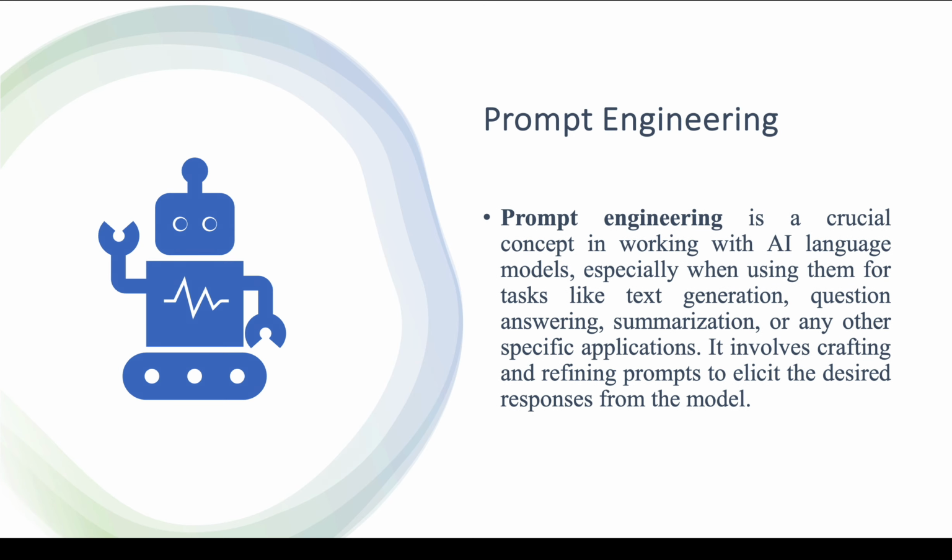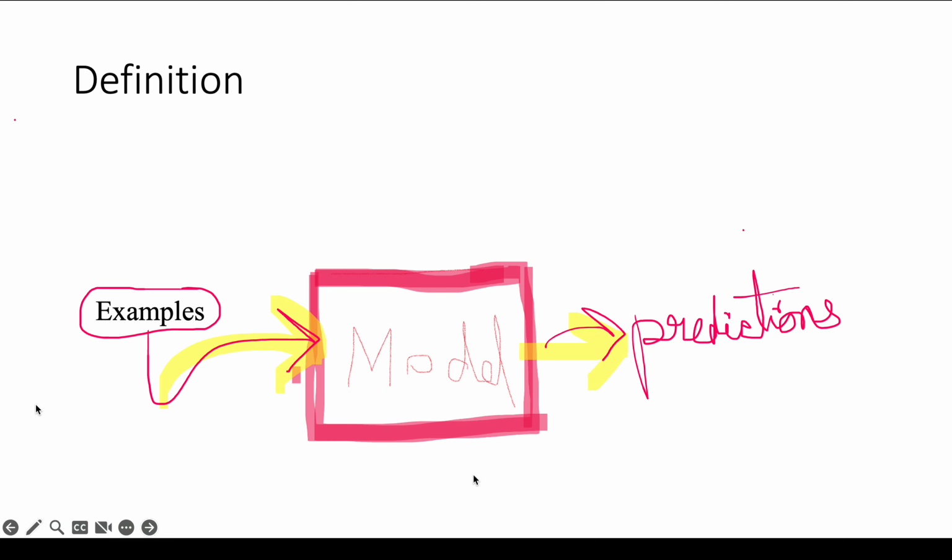Prompt engineering is a crucial concept in working with AI language models, especially when using them for tasks like text generation, question answering, summarization, or any other specific applications. It involves crafting and refining prompts to elicit the desired responses from the model. So, the definition of prompt engineering and some examples.